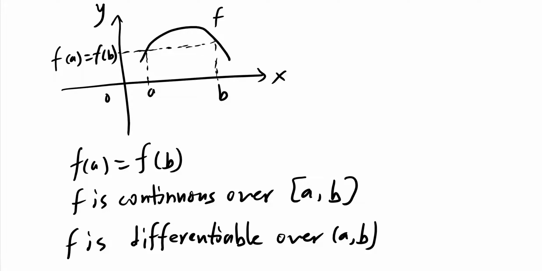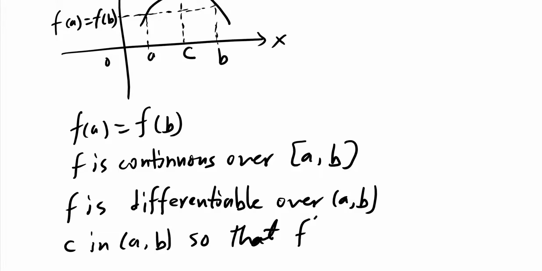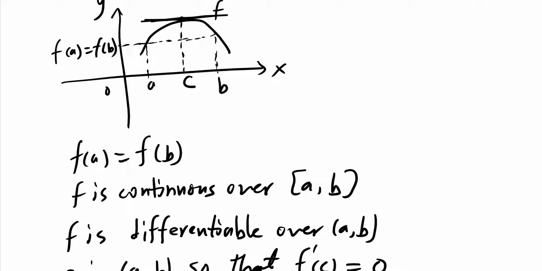So continuous, no jumps, no holes, nothing. Differentiable, there are no cusps, no vertical tangents. Then this is saying there is a point somewhere in between a and b so that at that point there's a horizontal tangent. So at least one point, that's a c. There exists a c between a and b so that f prime of c is 0. This means at that point there's a horizontal tangent.